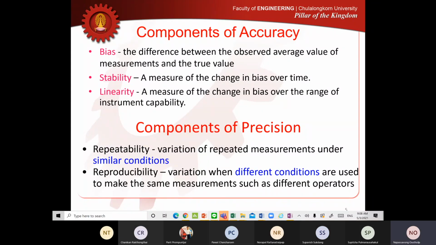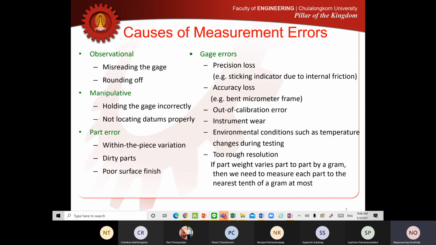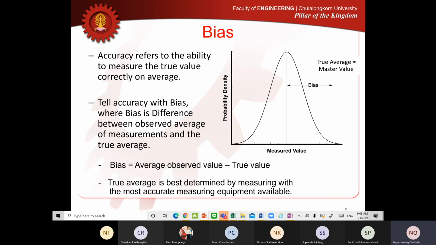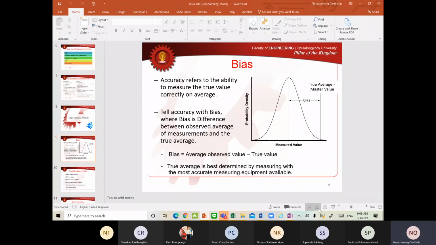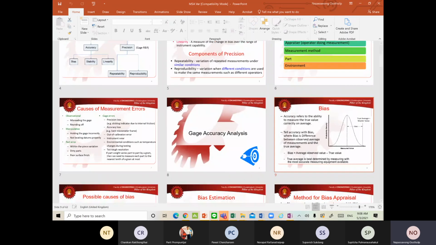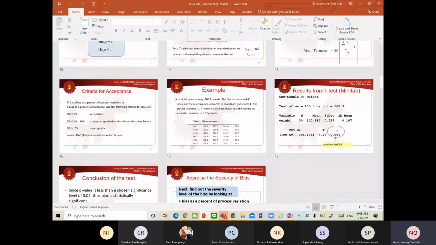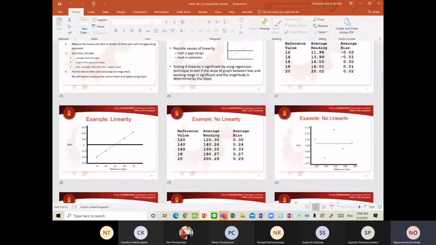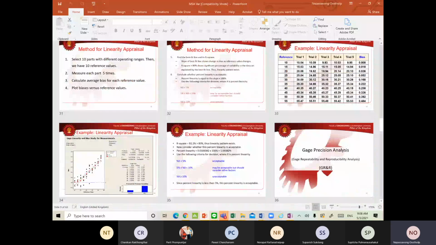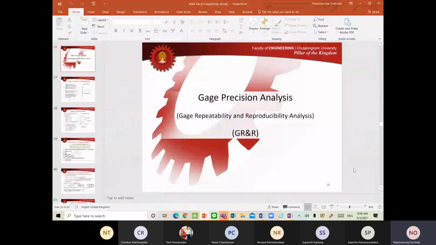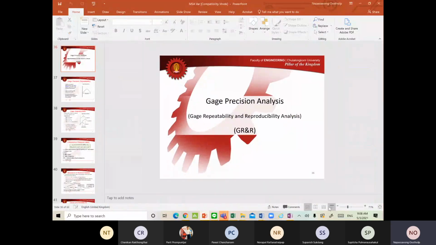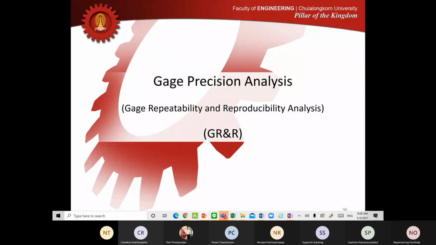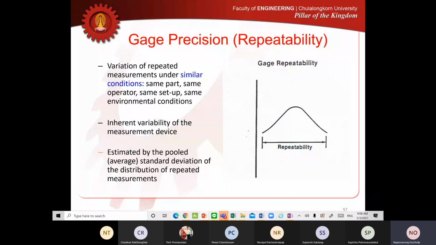Okay, let's talk about what is meant by repeatability. I will pass the slide about bias, since we have learned about it. So let's move to slide number 36, and I will show you what repeatability means.